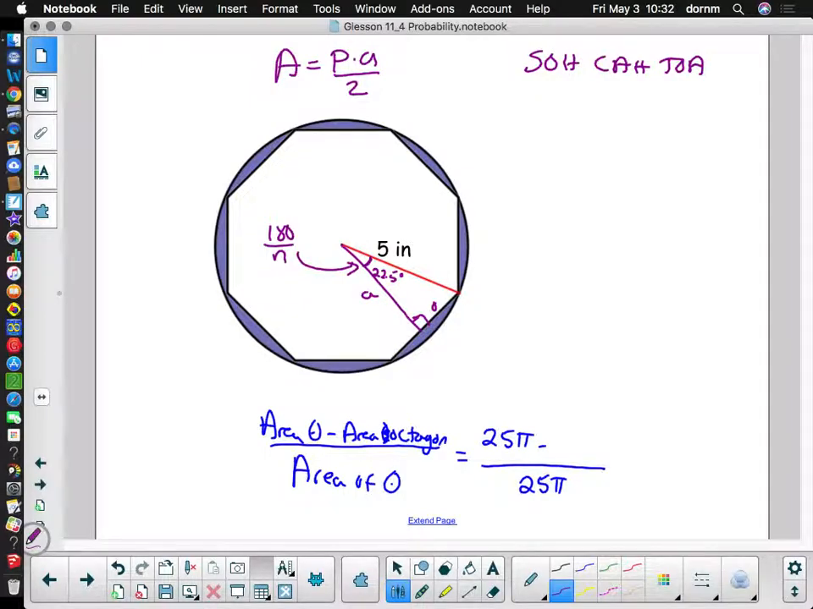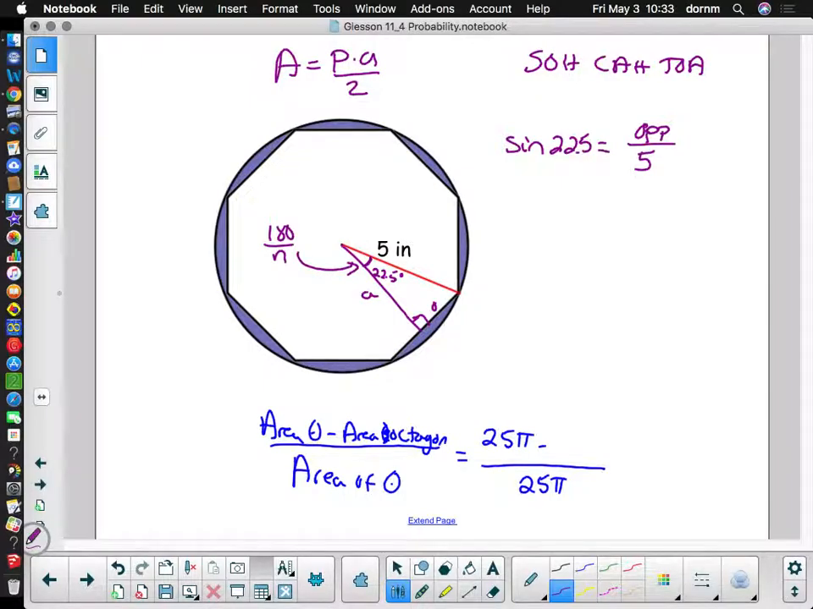So what we're going to do is we're going to start by looking at this. Okay, sine is opposite over hypotenuse. So sine of the angle equals the opposite side, which I don't know, over the hypotenuse, which is 5. That's my radius in this case. Well, I can solve that. Okay, that's not so bad.